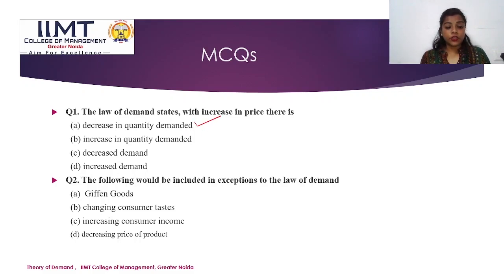Now, second question, which of the following would be included in exceptions to the law of demand? We have given goods, changing consumer taste, increasing consumer income, decreasing price of the product. So from here we can say Giffen goods is the right answer. As we have discussed, there are Giffen goods, Veblen goods or expectations of price change that lead to the exception to the law of demand.